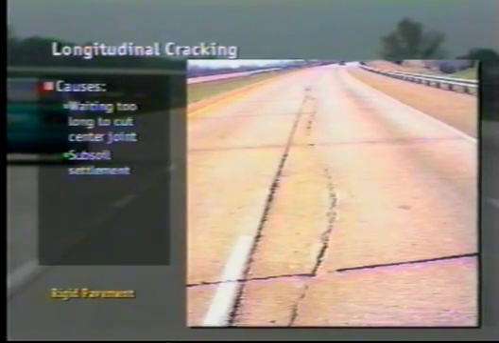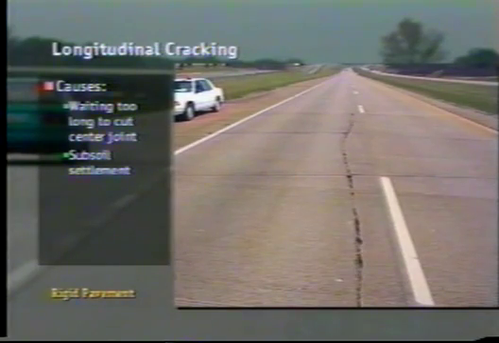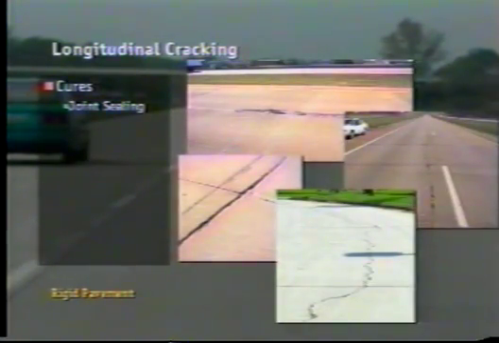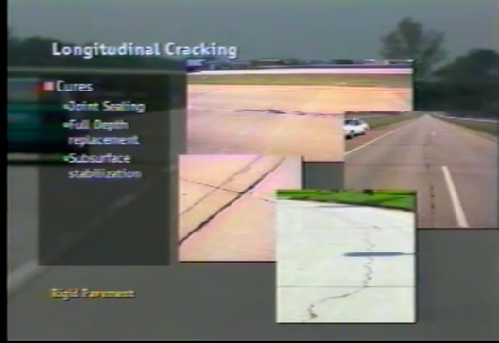Longitudinal cracks can also be caused by subsoil settlement from improper drainage, utility trench settlement, or frost heave and spring thaw. When these cracks wander through a slab, they're also known as meander cracks. As with transverse problems, maintaining tight joint seals is critical. In severe cases, full-depth joint replacement or slab replacement, including subsurface stabilization, may be necessary.